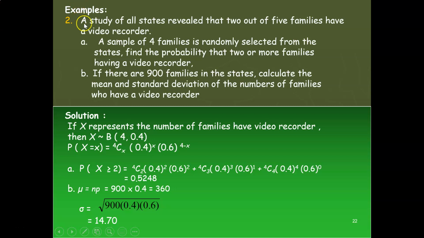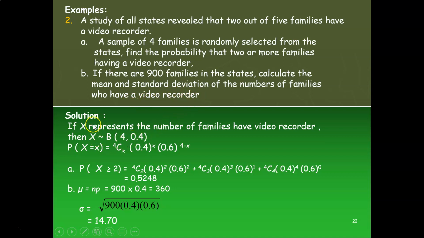More examples. A study of all sets revealed that 2 out of 5 families have a video recorder. A sample of 4 families is randomly selected from the set. A, find the probability that 2 or more families have a video recorder. Then B, if there are 900 families in the set, calculate the mean and standard deviation of the number of families who have a video recorder.